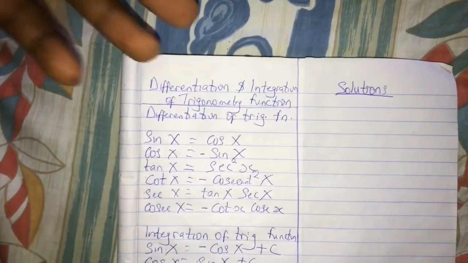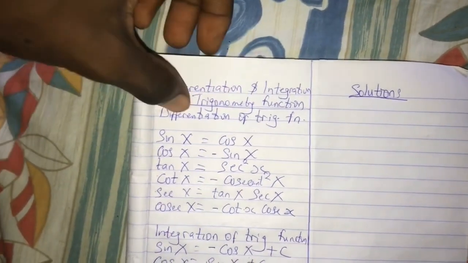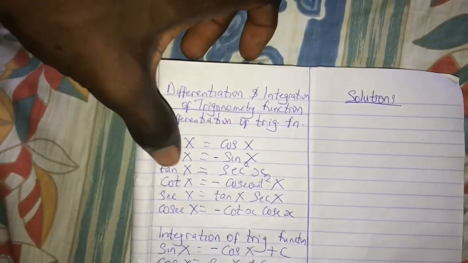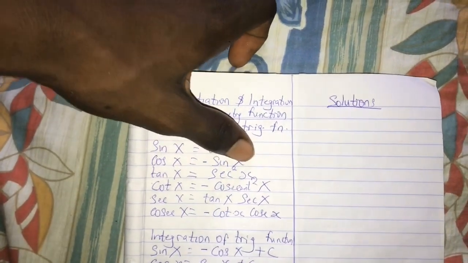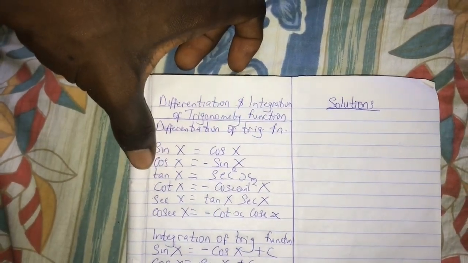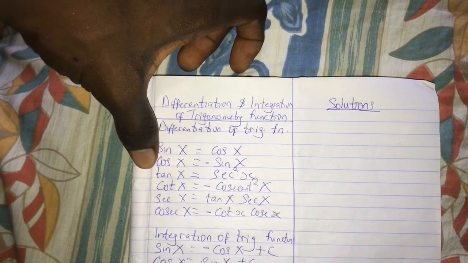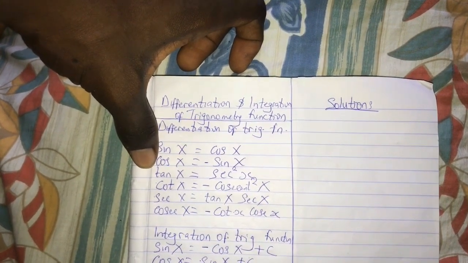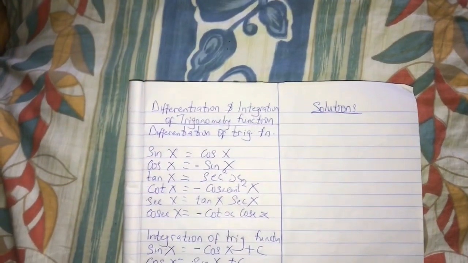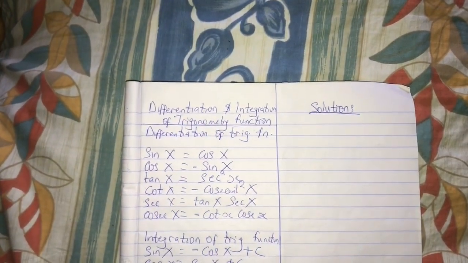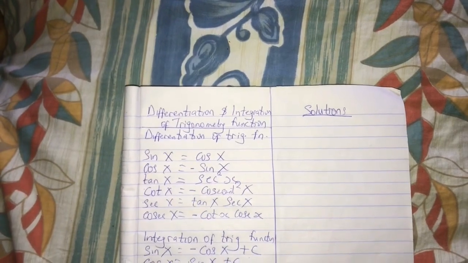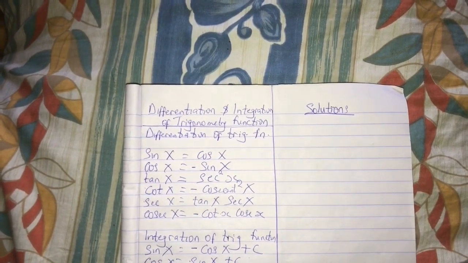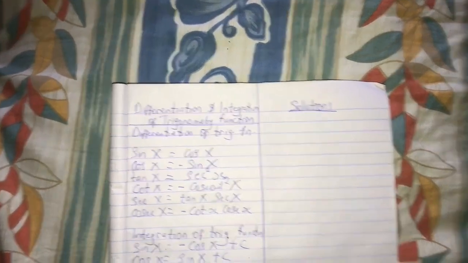So we start with the differentiation of these. We know that the derivative of sin x is cos x, of cos x is minus sin x, of tan x is secant squared x, of cot x is minus cosecant squared x, of secant x is tan x sec x, and of cosec x is minus cot x cosec x.